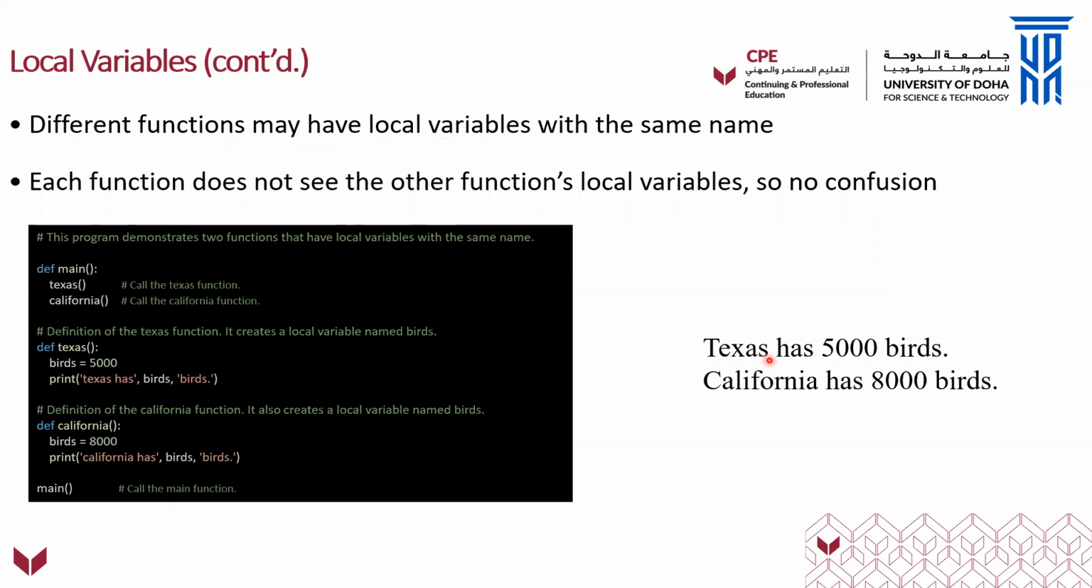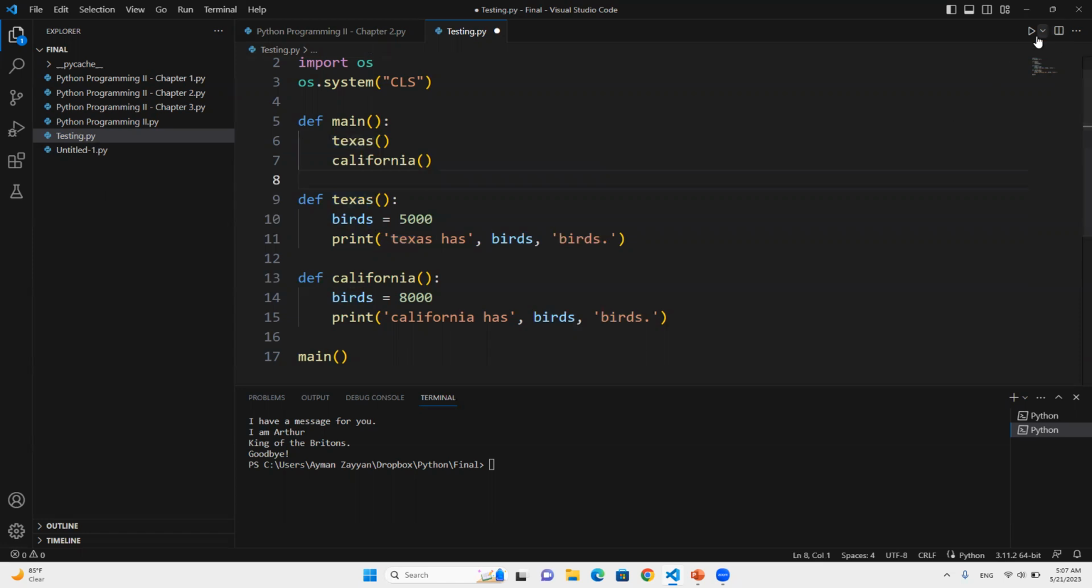Okay, so that will be the output. And if I compile and run this program, I will get this output. Texas has 5,000, while California has 8,000.